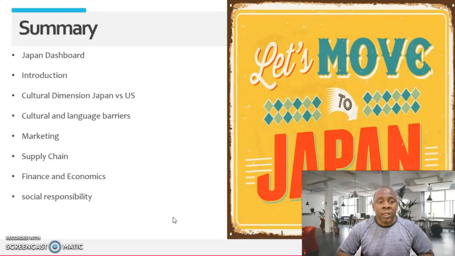And then in finance and economics, we have seen that there is very great potential in Japan, and that we already have a very good business relationship with Japan, and therefore, coupled with social responsibility, we recommend that we invest in Japan, starting by partnering with local business.